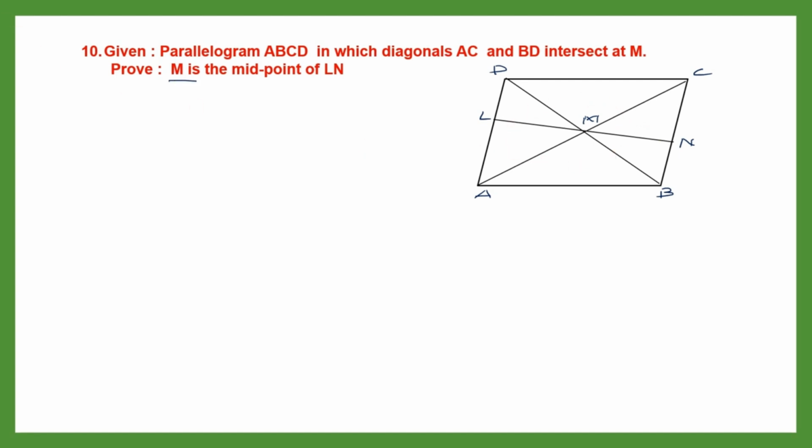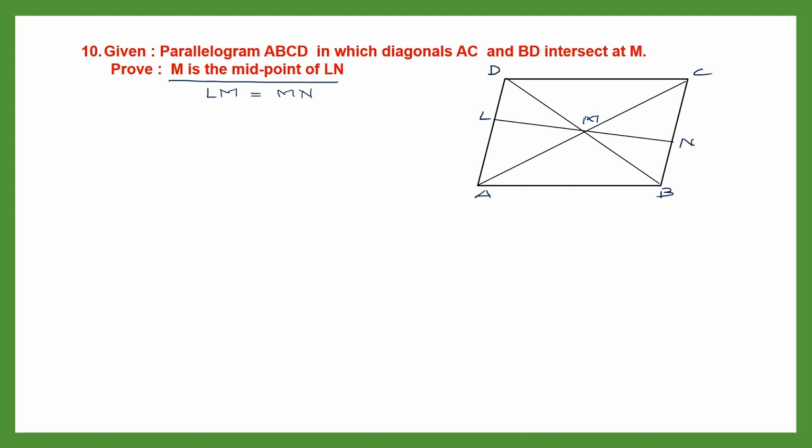So to prove this, what we actually have to prove is that LM is equal to MN. So if these two are equal, then M will be the midpoint of the line LN. Now the first thing we'll take is BM and MD. Now this line BD. Okay, now since it is a diagonal, the diagonal has bisected the parallelogram. So BM will be equal to MD.